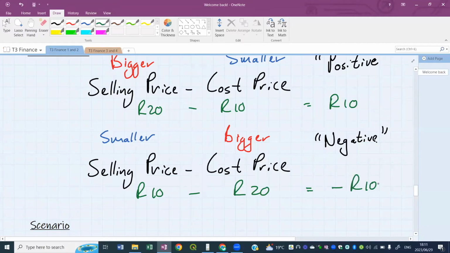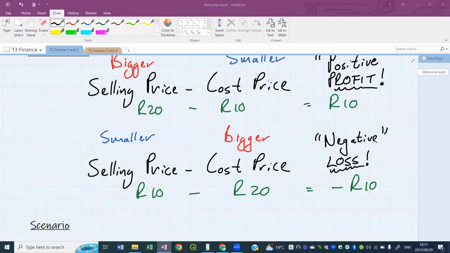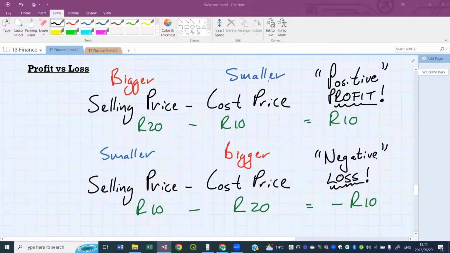Okay, so when we have a positive answer for this sum, you're making profit. But if we have a negative answer for this sum, you're making a loss. Okay, so I'll go over it one more time.